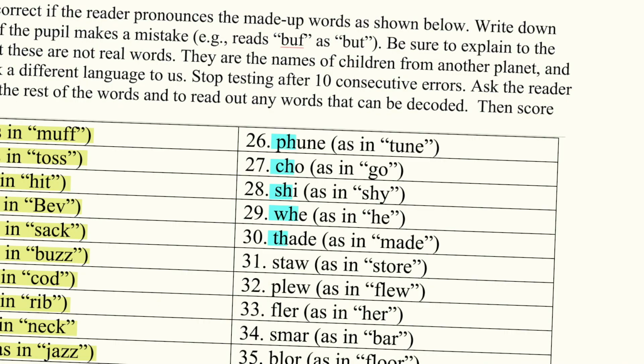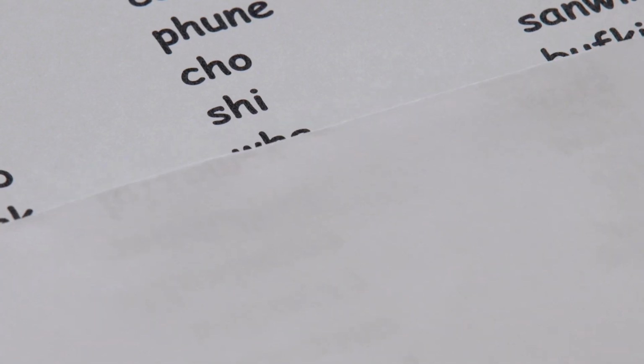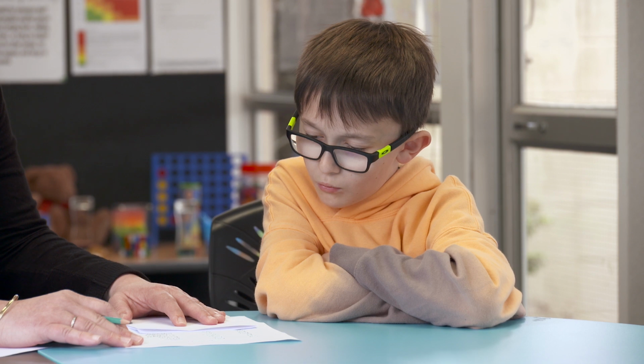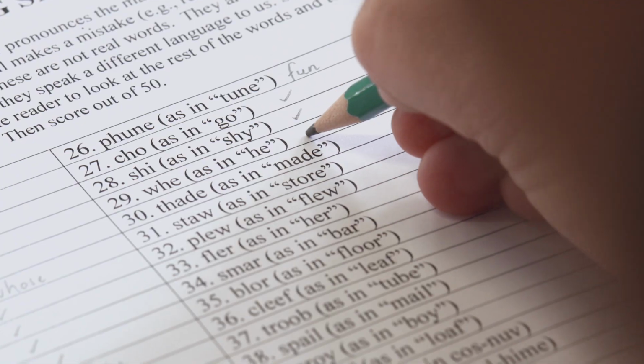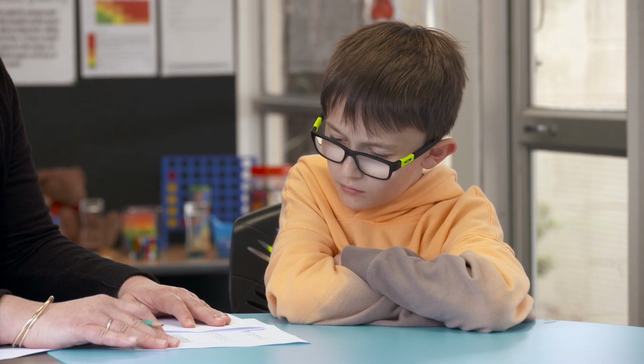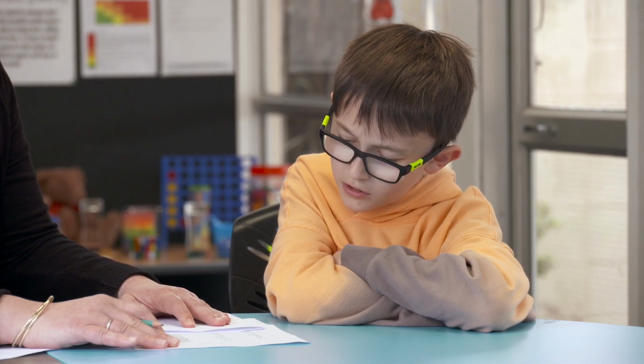These non-words begin with consonant digraphs: f, ch, sh, w, th. Number 26 and number 30 also contain split digraphs, magic E. Can the student read words that begin with consonant digraphs? Weed. Fed.